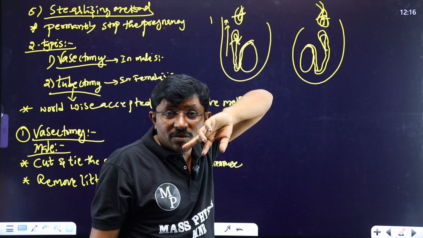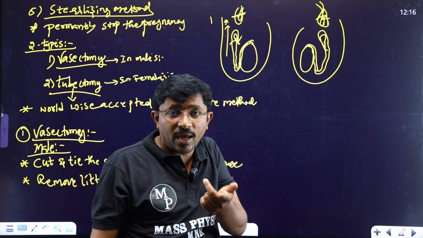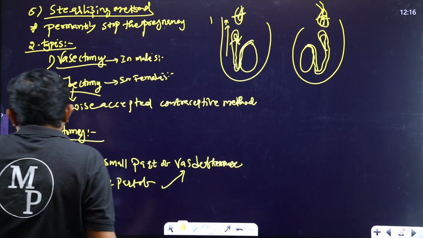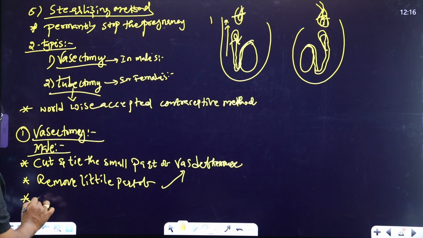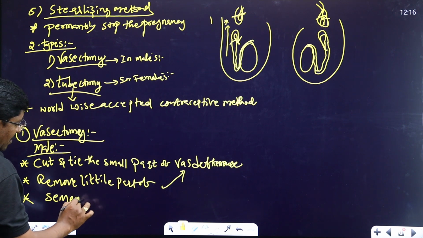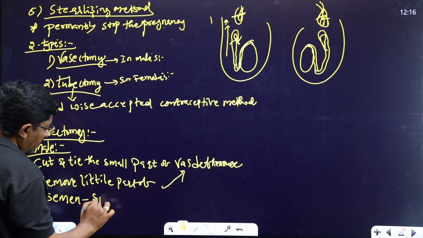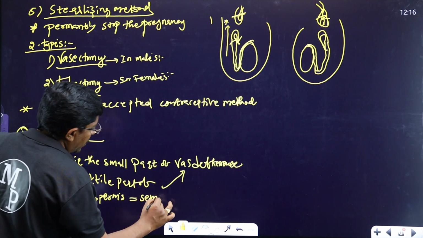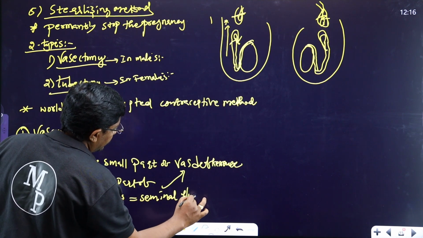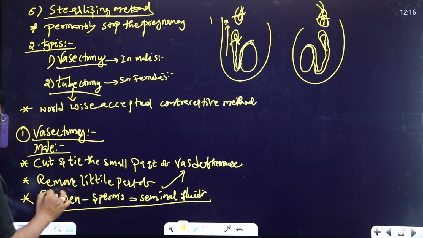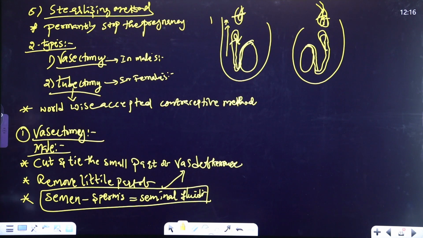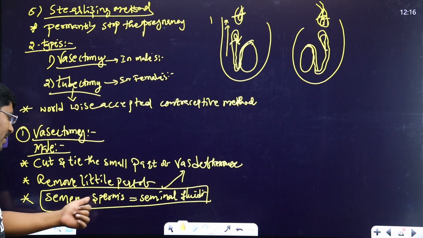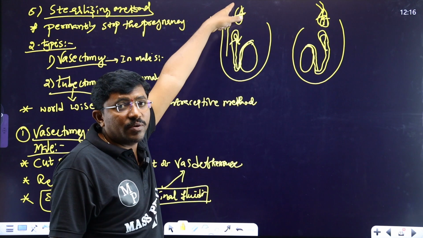So at the time of ejaculation, the semen ejaculated into the female reproductive tract does not contain sperm. In a vasectomized person, the semen is minus sperm; only seminal fluid is ejaculated into the female reproductive tract, which means the sperms are not present in the semen, because they are not reached to the other part of the vas deferens.